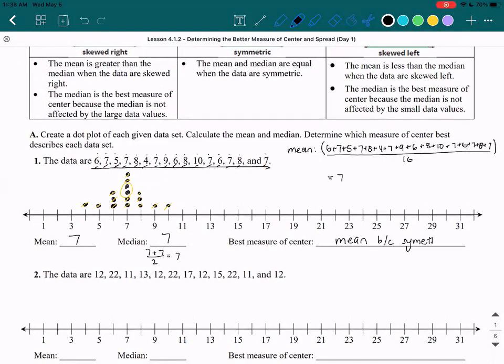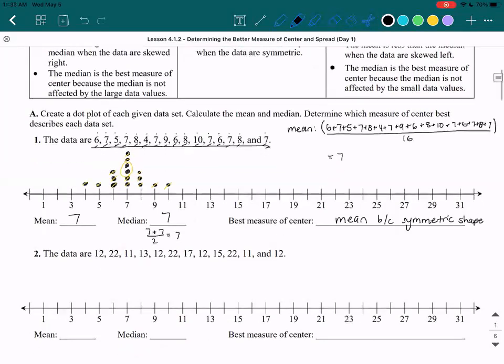How do you spell symmetric? I spelled that wrong. Symmetric shape. So when it's a symmetric shape, you want the mean. Okay. So let's try number 2 together.